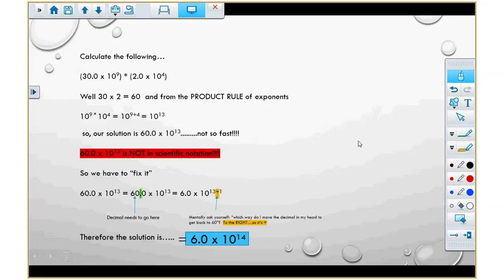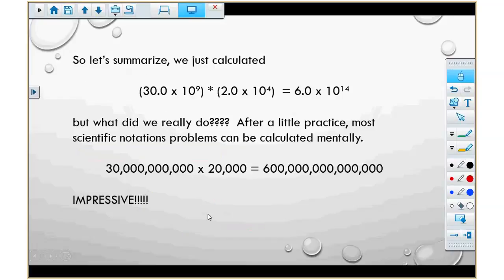Look at the next one. You might want to write these down because they are examples. I just didn't write them down by hand. We'll look at one more. Oh, what have you actually done? You basically multiplied 30 billion times 20,000 and got 600 trillion. That's basically what you did.